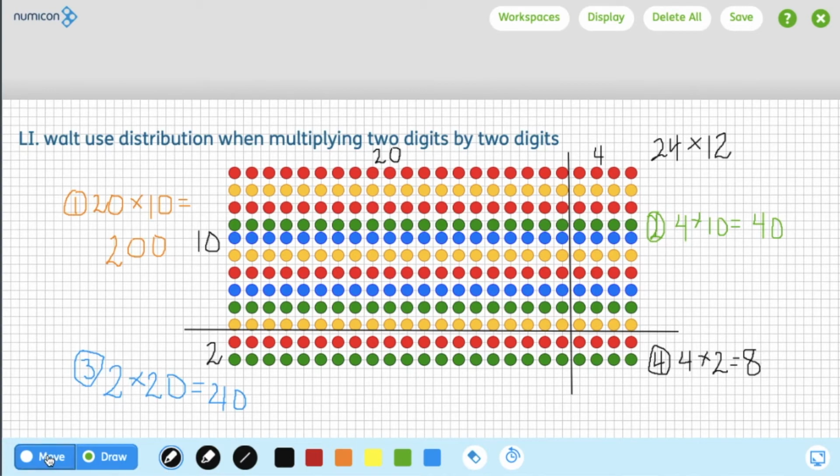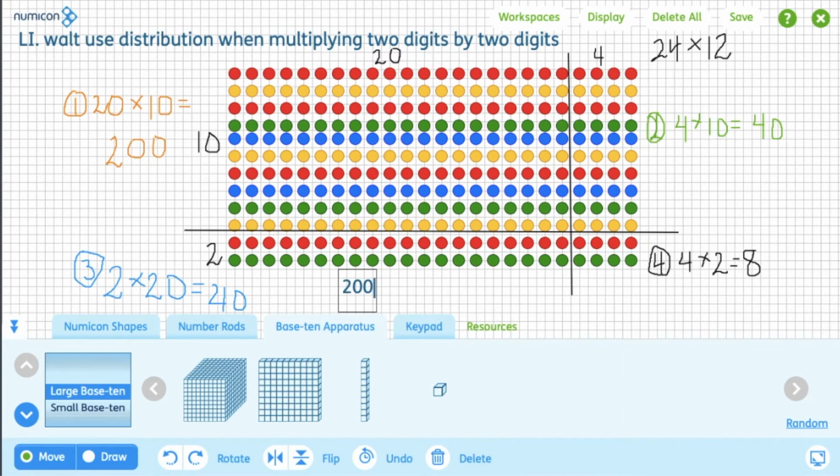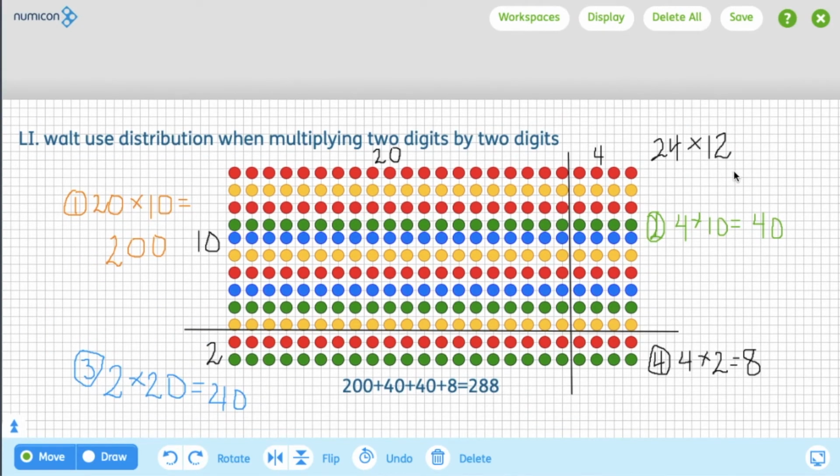And I'll just write that out for us. So what I'd have to do is I'd have my 200 plus 40 over here, plus the 40 from here, plus the 8 from this section, and altogether that is 288. So now I know that 24 times 12 is 288 because I've split it up into 4 separate sections.